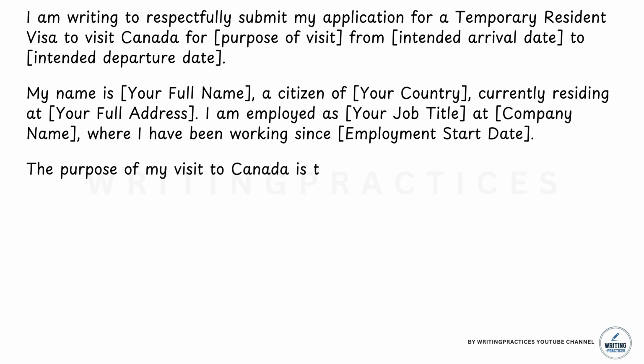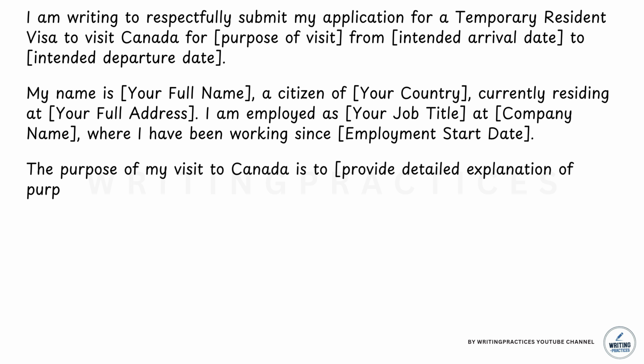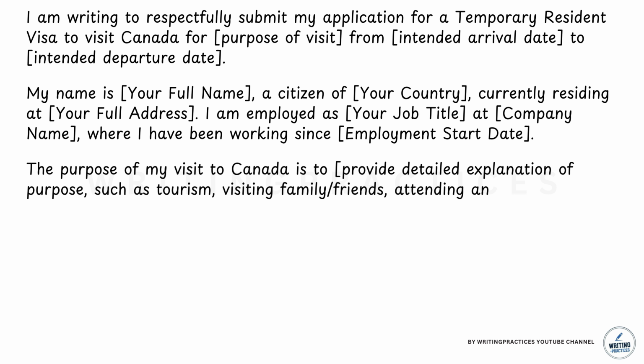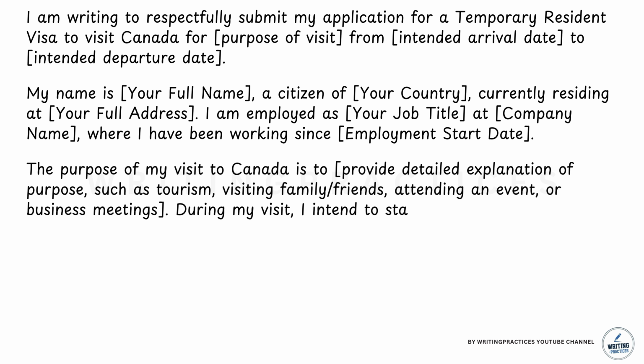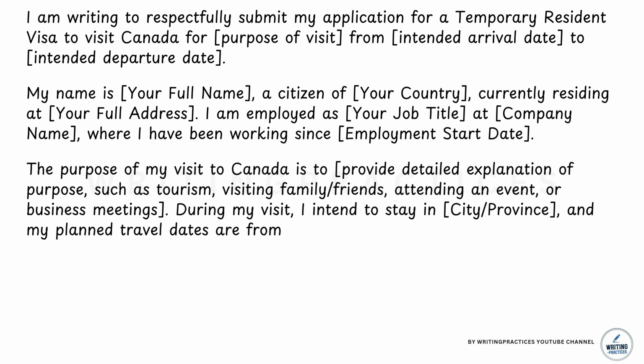For example, the purpose of my visit to Canada is tourism, specifically to visit Toronto, Niagara Falls, and Vancouver. During my visit, I intend to stay in Ontario and British Columbia, and my planned travel dates are from June 15, 2026 to June 30, 2026. Visa officers need to understand your exact purpose of travel and your planned activities. Be specific. Mention places, events, or people you plan to visit.